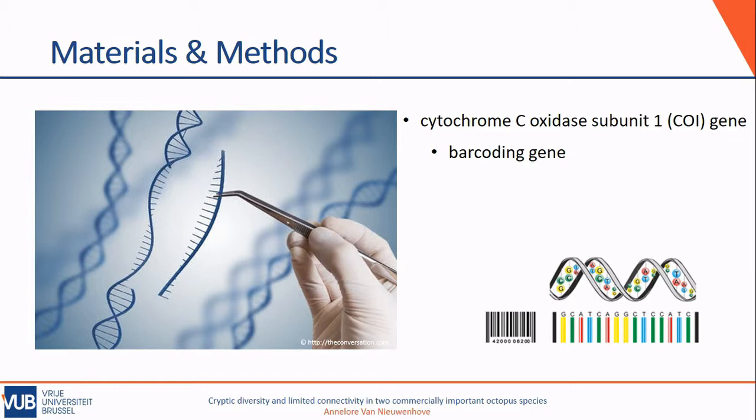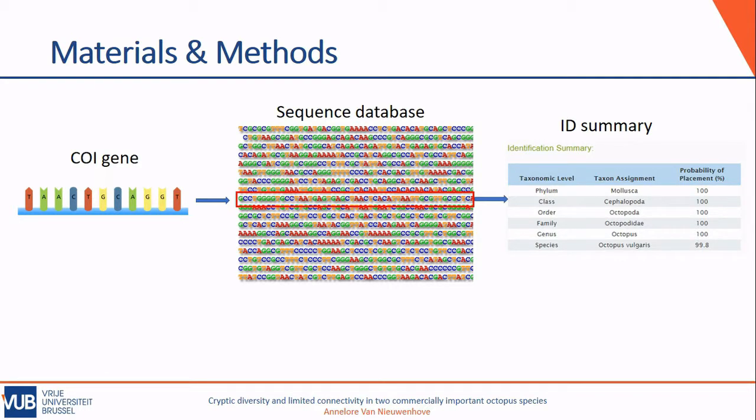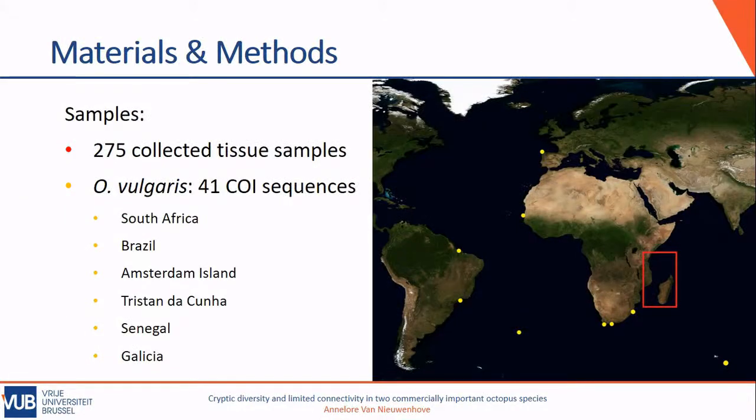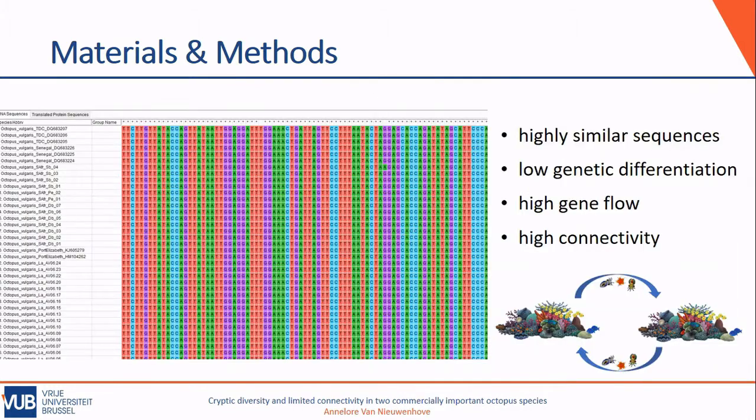CO1 gene is also known as a barcoding gene since it allows scientists to identify the species by comparing the sequence with sequences of many different species in a sequence database. And this results then in an identification summary as output. It's the same principle as scanning the barcode on the product of the grocery store. It's very simple. So besides our own collected tissue samples, we also used 41 CO1 sequences of Octopus vulgaris from different localities worldwide, which are represented by the yellow dots, and these were available on online databases.